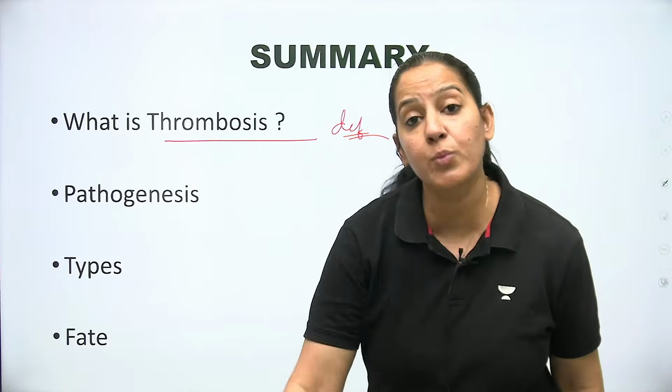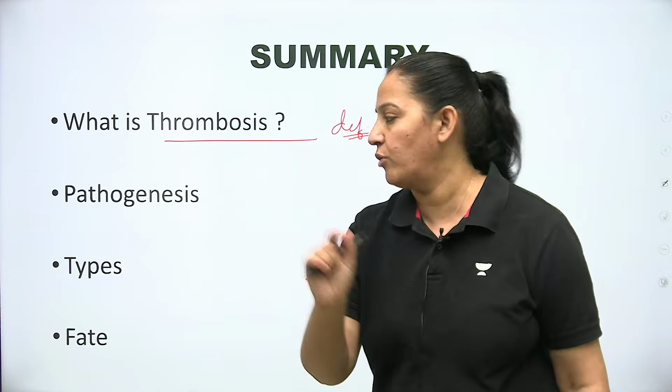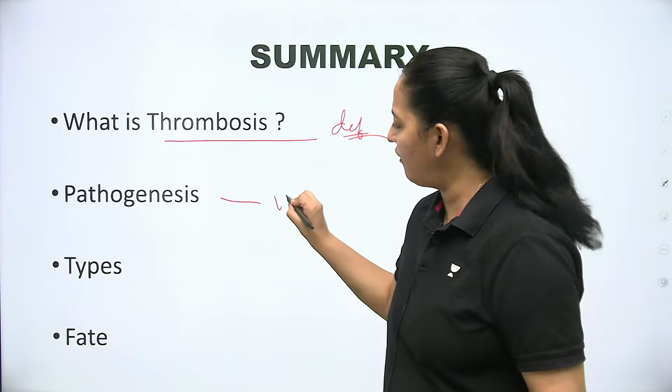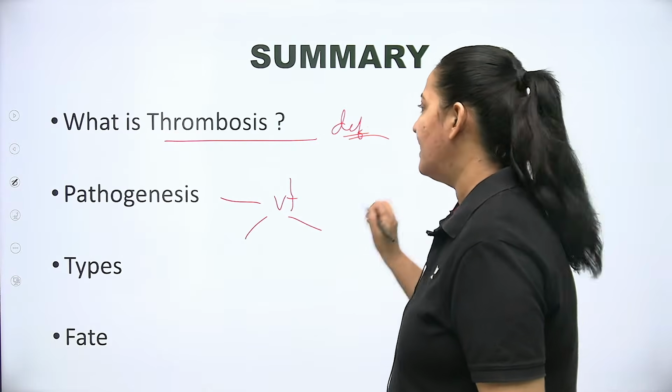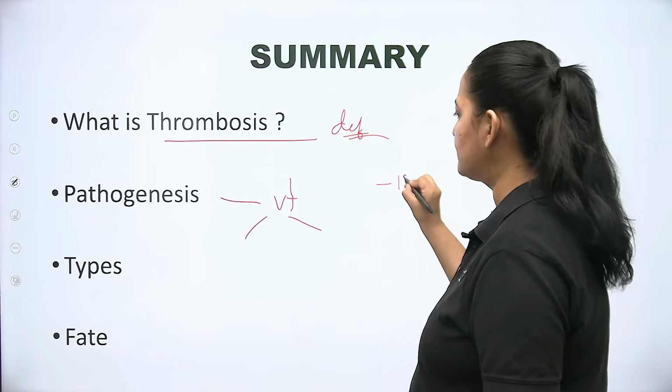It is the formation of clot without injury. The word is without, right? In pathogenesis, you draw the Virchow triad. In the Virchow triad, you know the 3 things. Draw that and draw the mechanism: how the primary clot is formed.